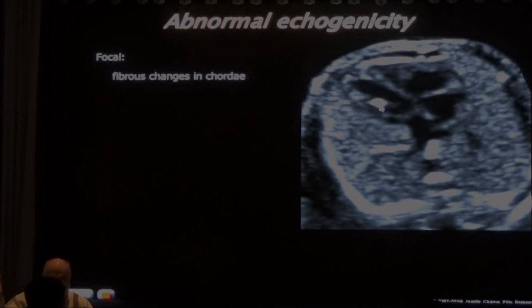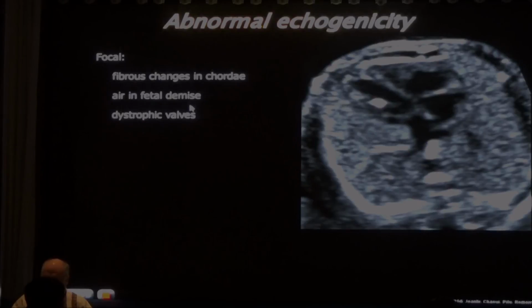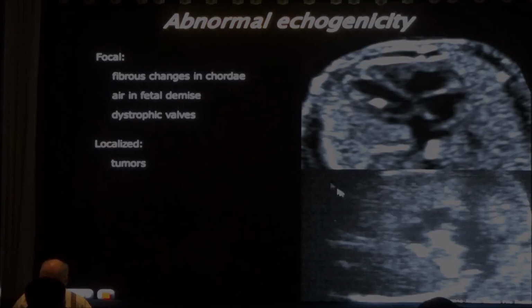Abnormal echogenicity, these are the echogenic foci. We used to make a big deal about that 20 years ago. They have essentially been abandoned now. You can find air in fetal demise, you can find dystrophic valves. I'll show you that tricuspid atresia always presents as a white spot. The mitral atresia does the same. Sometimes you can have invasion of the interventricular septum and the free wall of the left ventricle.